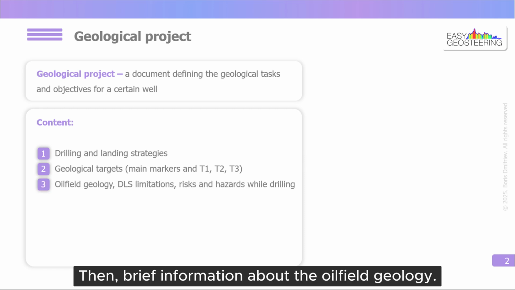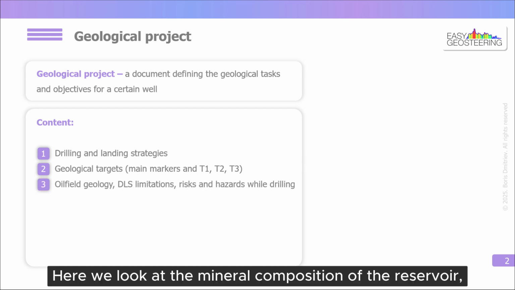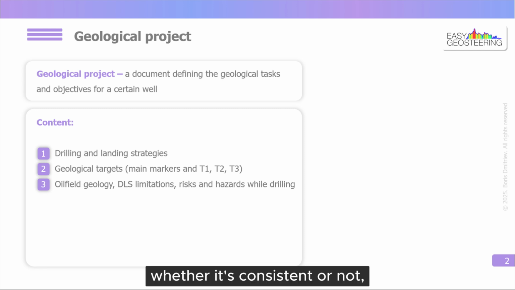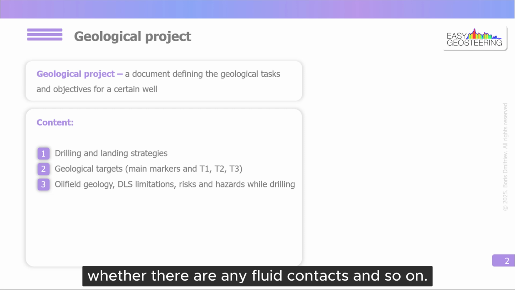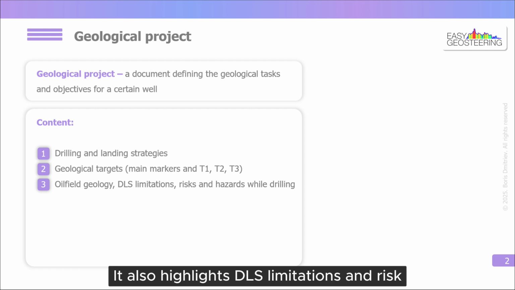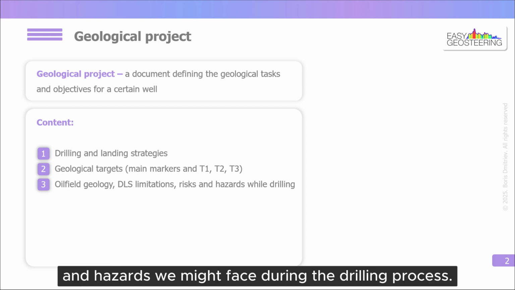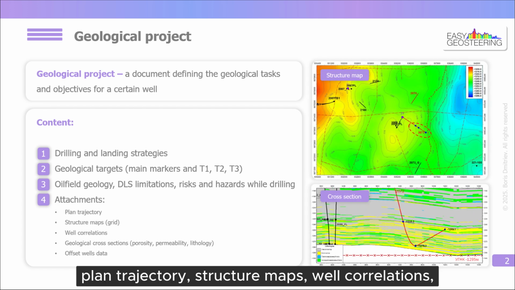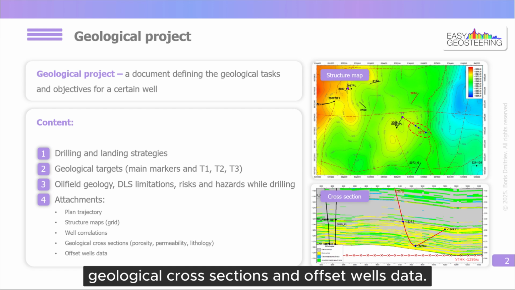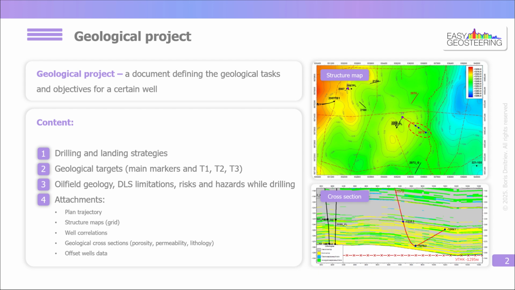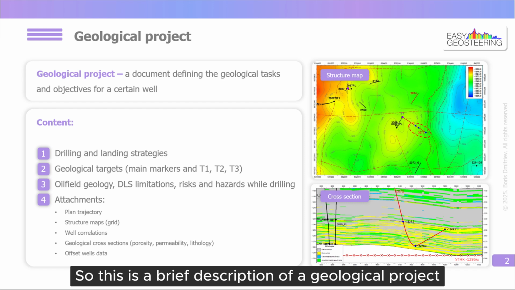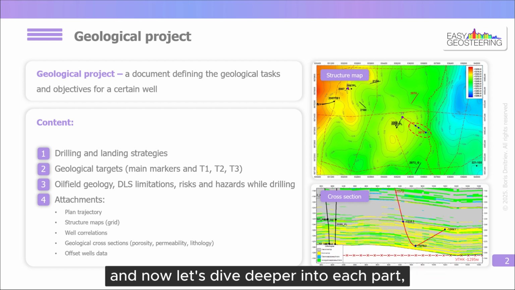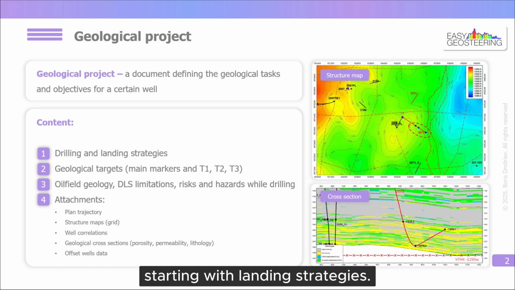Then, brief information about the oilfield geology. Here we look at the mineral composition of the reservoir, whether it is consistent or not, whether there are any fluid contacts, and so on. It also highlights DLS limitations and risks and hazards we might face during the drilling process. And finally, the attachments: planned trajectory, structure maps, well correlations, geological cross-sections, and offset wells data. So, this is a brief description of a geological project, and now let's dive deeper into each part, starting with landing strategies.